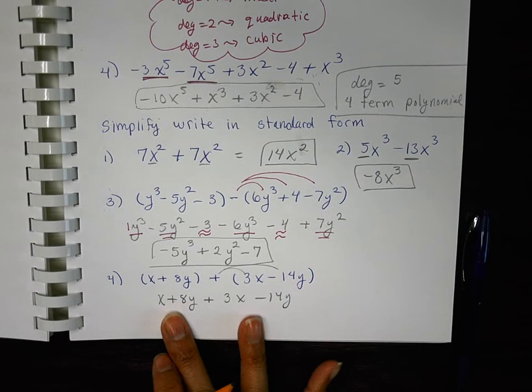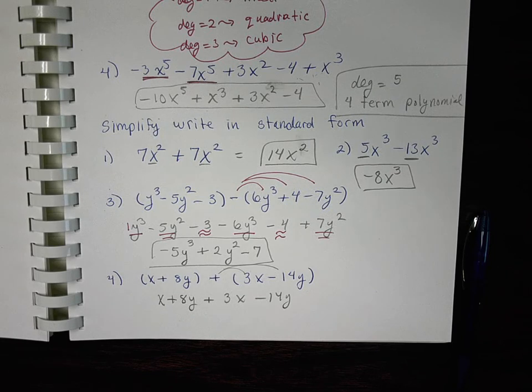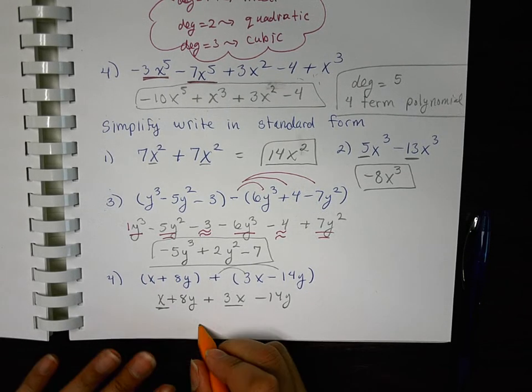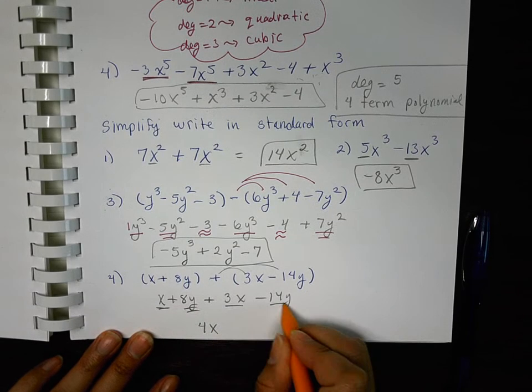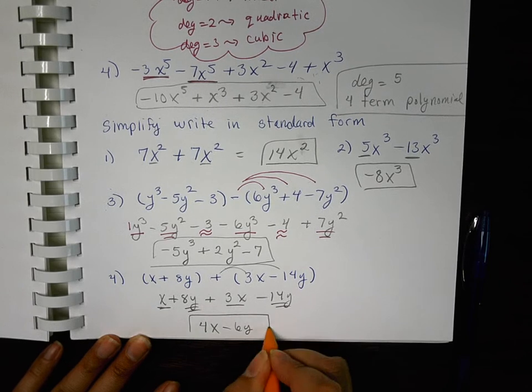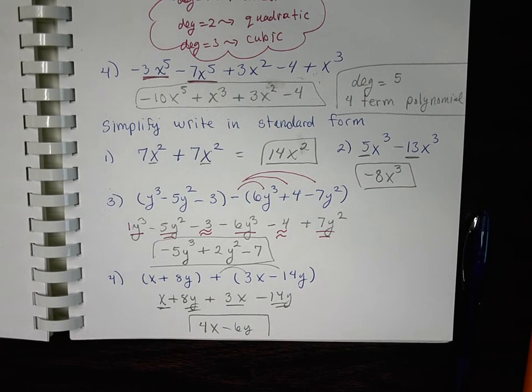All right, so the question here is, do we have multiple variables? Are the degrees the same? Degree 1, degree 1? Yeah. All right, so then you go alphabetical. What comes first? X, so I'm going to put the x's first. 1x and 3x make what? 4x. And then 8y and negative 14y make negative 6y. And that is your answer. We would not name the degree here. But is it a monomial, binomial, trinomial, 4-term, 5-term? What is it? Binomial. Questions?